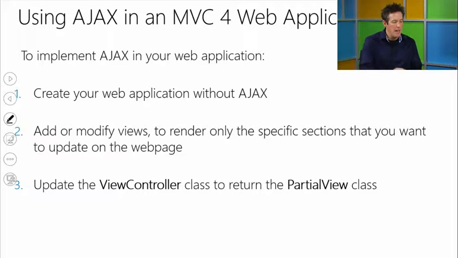Step one is to create your web application without Ajax. Just write it out. Just do what you're normally going to do. Nothing fancy whatsoever. Just write your application. Then what you're going to want to do for whichever portions you want to be updated for just the partial page update, go ahead and convert those into our partial update.